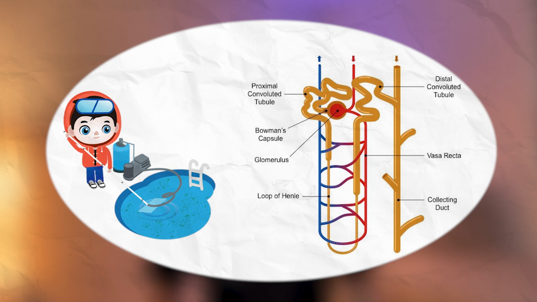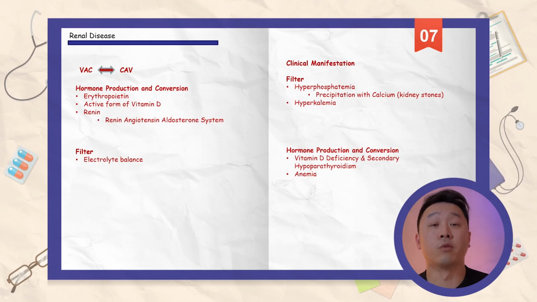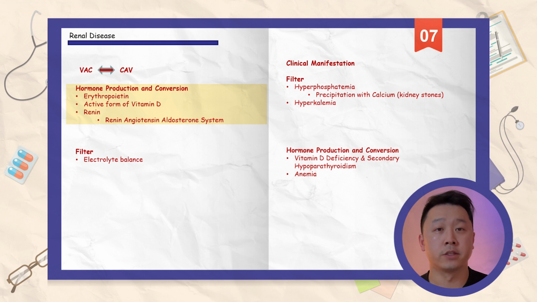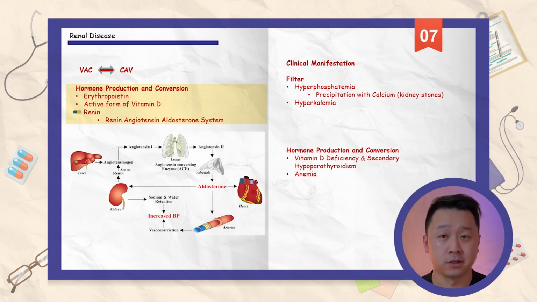So the main electrolyte balance happens at the loop of Henle via the mechanism of countercurrent multiplication, and most of the sugar reabsorption happens at the proximal tubule of the kidney. The kidney also plays a role in secreting hormones such as erythropoietin and renin. Erythropoietin helps increase red blood cell production, and the stimulation of renin helps manage both potassium as well as sodium through the process known as the RAS system.